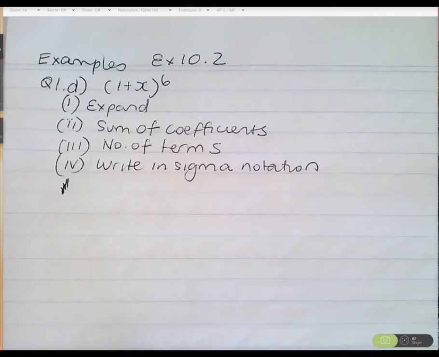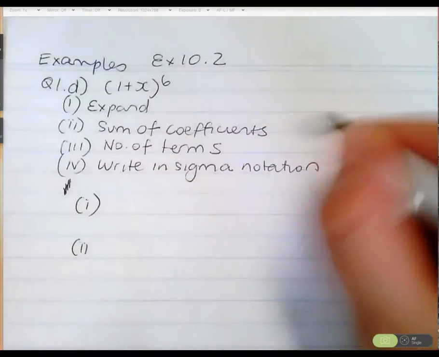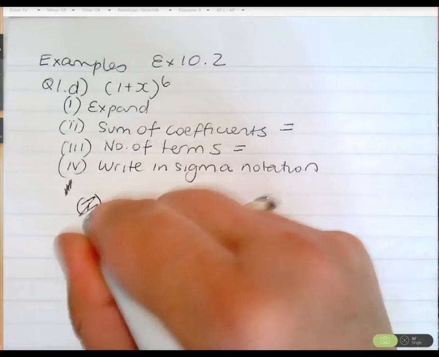1D. Expand (1 + x)^6. Find the sum of the coefficients. Find the number of terms. I reckon I'll fit it here. And then write it also in sigma notation.